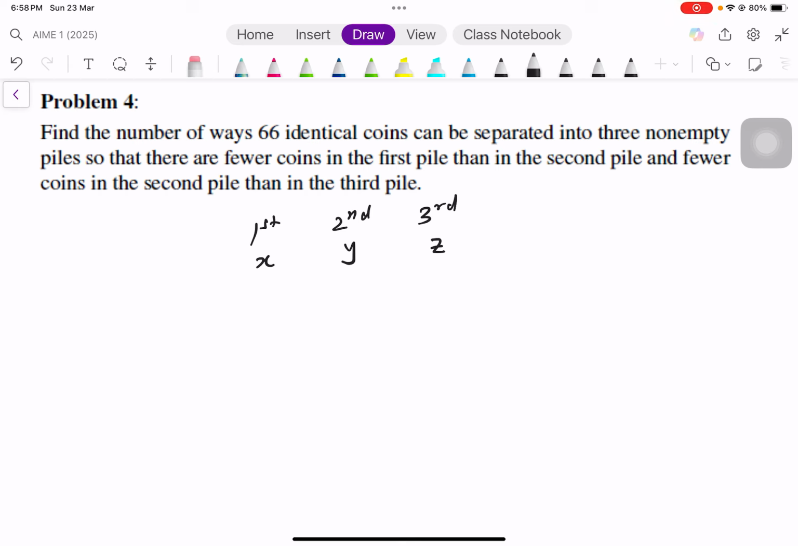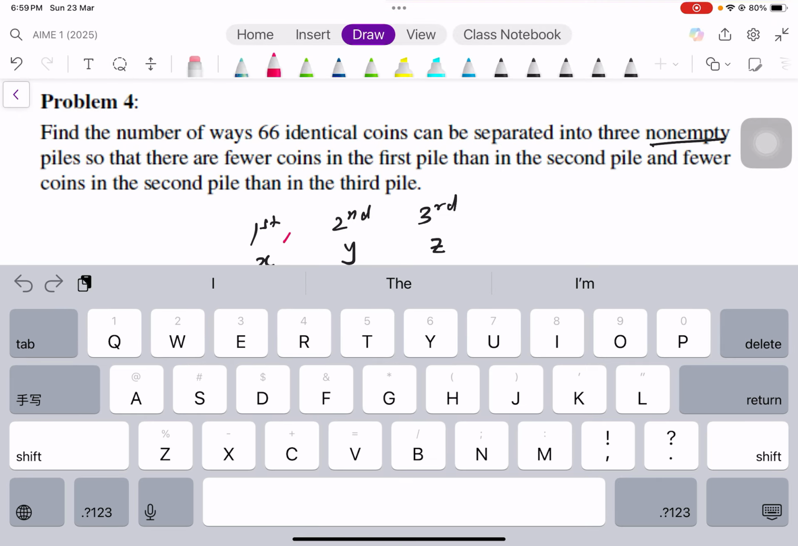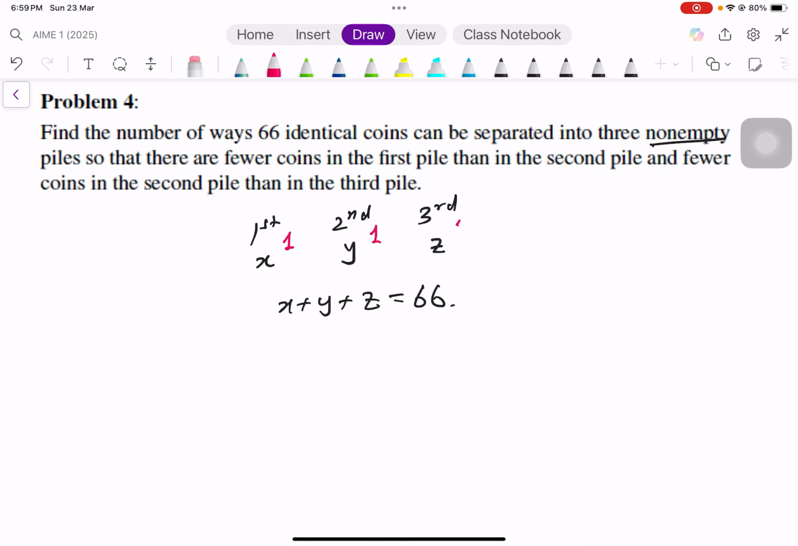And the idea here is that X plus Y plus Z is equal to 66. And take note that each pile must be non-empty, right? That means each pile must have at least one coin. Therefore, there's one coin here, one coin here, and one coin here, right? Therefore, we can put one coin into each pile first.